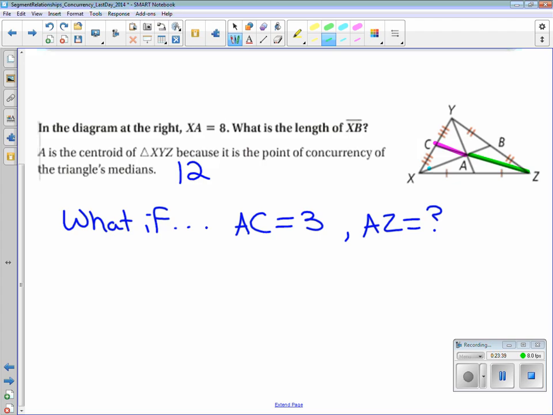6. It's just twice as long. That's it. AZ is 6. Done. Could you tell me the length of the whole thing, CZ? 9. It's added together. We okay with that? 2/3, 1/3. That's all. Alright, so some things are equal, some things are twice as big.